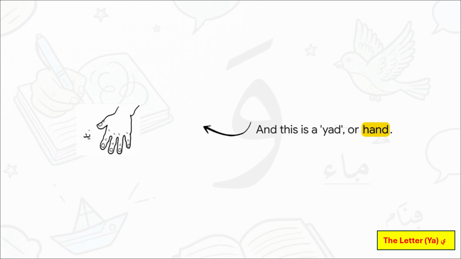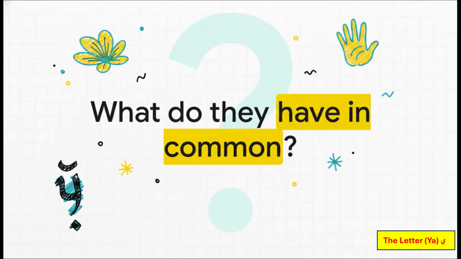This is a hand, or in Arabic, yad. Hear that? It's that exact same sound at the start. Ya. Yad. So we have yasmin and yad, a flower and a hand. What's the connection? Well, it's that ya sound, of course.